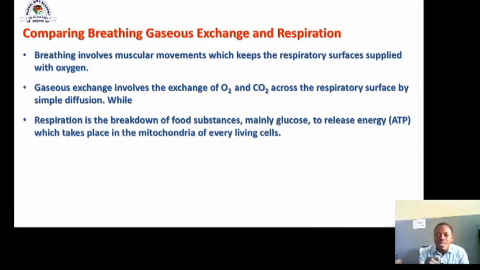And then respiration is the breakdown of food substances, as I emphasized earlier, mainly glucose, to release energy. The energy is of course in the form of adenosine triphosphate, shortened as ATP, which takes place in the mitochondria of every living cell. So that organelle, the mitochondria, is very important. It is the powerhouse of every living cell, because it produces energy needed for all the activities of living organisms.